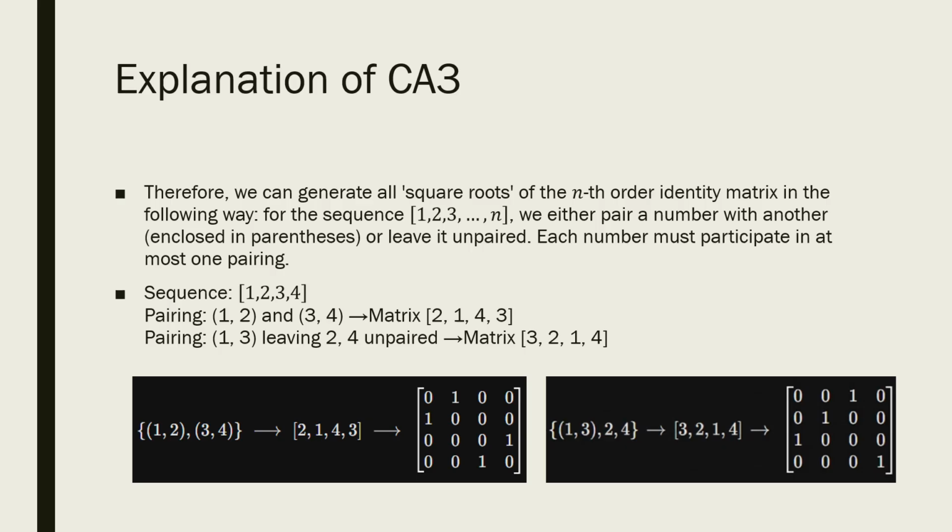For example, for the sequence from 1 to 4, we can pair 1 with 2 and pair 3 with 4, and then we get the matrix 2, 1, 4, 3. And we can also pair 1 with 3 and leave 2 and 4 unpaired, and then we get the matrix 3, 2, 1, 4.